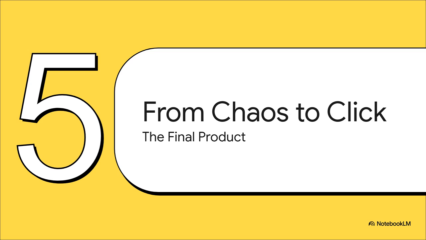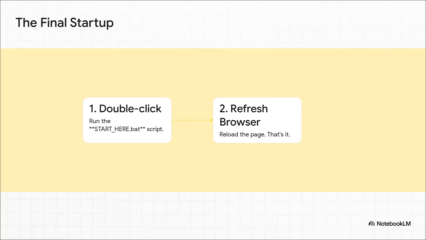So this brings our story full circle. We started with all that chaos, conflicting servers, endless error messages. Now let's look at the beautiful simplicity they ended up with. Remember all that complicated setup stuff, the databases, the command lines, the API keys, all of it was boiled down to this: 2 simple steps. You double-click a single file, and you refresh your browser. That's it. From total chaos to a single click.